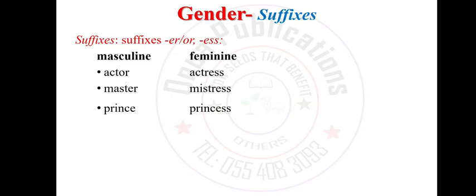Prince, princess. Waiter, waitress. Lion, lioness. We then have man, woman. When you put man there, it tells you that we are dealing with the male. And when the woman is there, we have it like that. So we could see a policeman, then a policewoman. The general name for both is police officer.